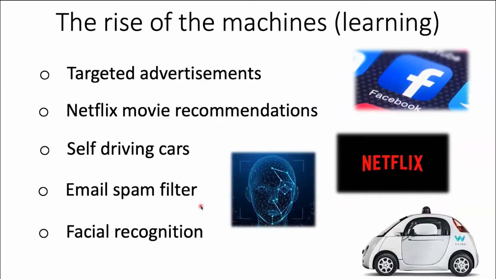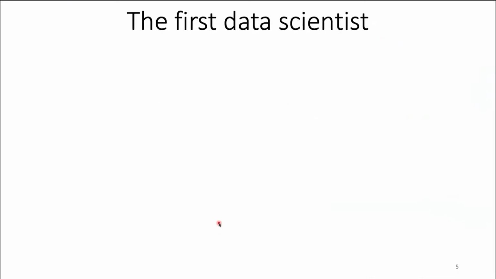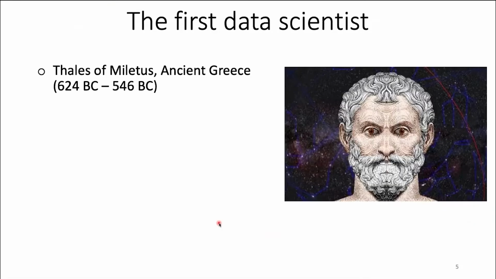You're probably familiar with data science and machine learning to a fair degree. I want to say probably 2010 or so, it became very popular from places like Facebook and Netflix with their movie recommendations, and probably 2015 or so with self-driving cars, and for a while now, facial recognition. And maybe for some years, spam filters for emails. I think that's been around for quite a while. And of course, this is only the past 20 years or so, right? And it turns out data science has been around for much longer than that.